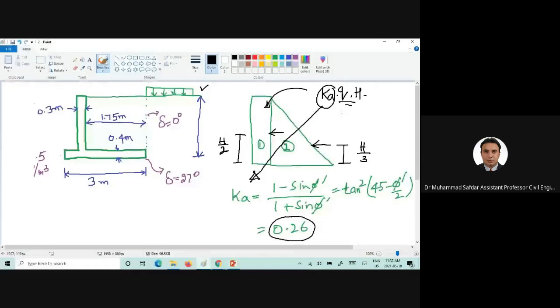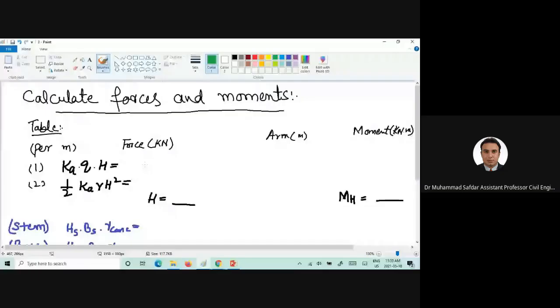Q, which is the surcharge, is 10 kilopascal, and H is 5.4 meter. So we will start with the surcharge pressure first, the horizontal force which is applied due to the surcharge pressure, and that's why we have written here Ka Q into H. So this would be the horizontal force which is exerted onto the retaining wall. So what's the value? Please kindly calculate that value.